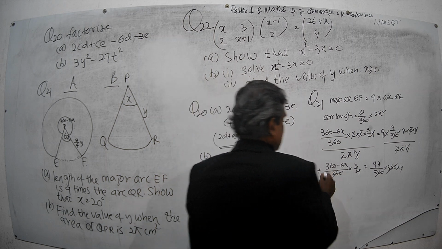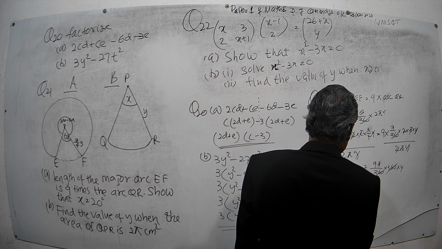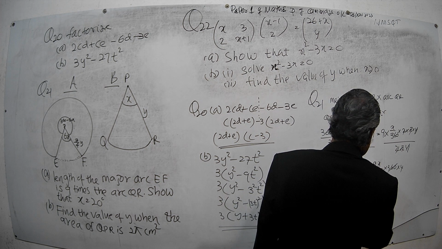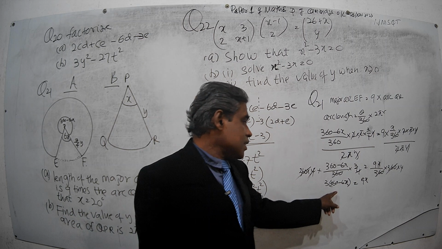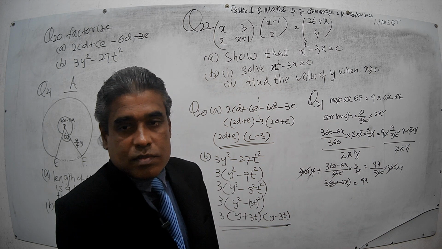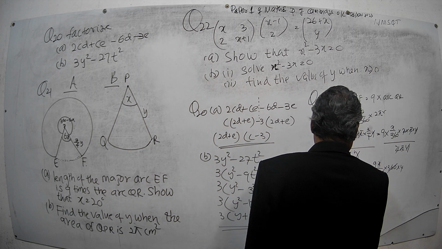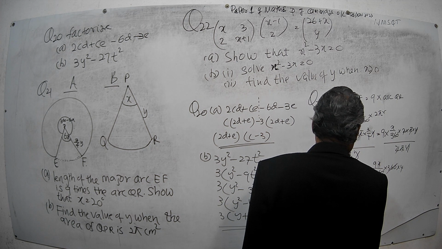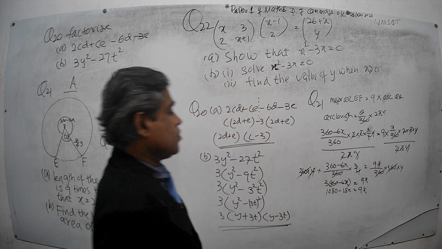Now what is left here is 360 minus 6x multiplied by 3 equals 9x, that is 3 times (360 minus 6x) equals 9x. Right. Now you remove the brackets. 3 times 360 is 1080, minus 3 times 6x, 18x, equals 9x. Okay.